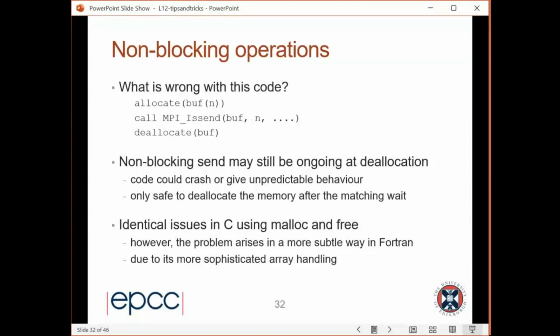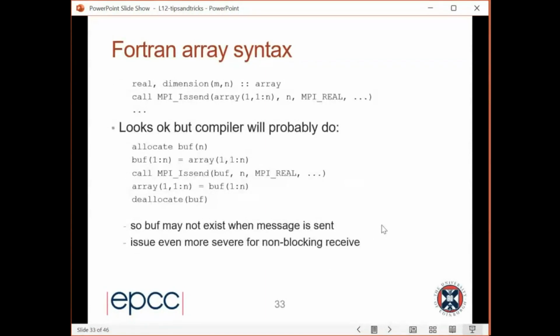However, because Fortran has quite sophisticated array handling, this can happen in a non-obvious way. The problem here is I declare a real dimension m,n array, and I say I want to send this second index, which is non-contiguous in Fortran. What I will do is just use array syntax, 1 to n. Now this looks okay, but probably what the compiler does under the hood is a copy in, call the function, copy out.